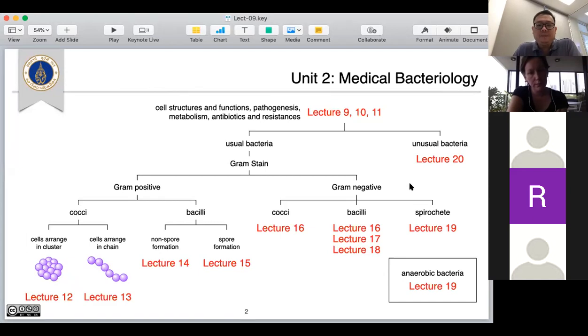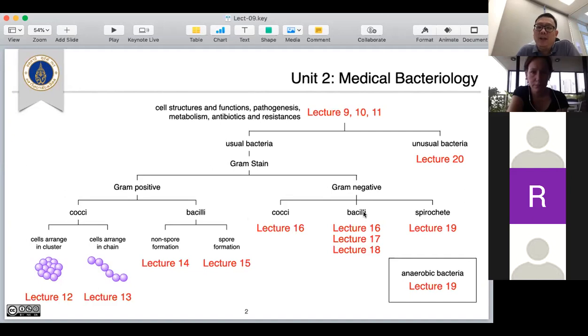After that, if we find it is gram-negative, it can be cocci. We learn that in lecture 16. This is the new arrangement. And the other half we learn as gram-negative bacilli. Gram-negative bacilli is a huge group, so you spend almost 3 lectures to learn about gram-negative bacilli. There are so many species and they're mostly toxic, okay?